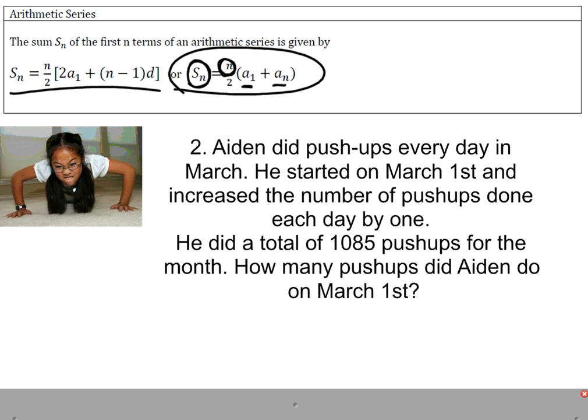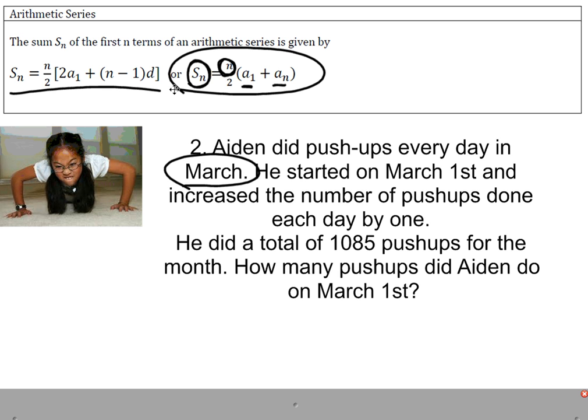Okay, so take a look. Aiden did push-ups every day in March. He started on March 1st and increased the number of push-ups done each day by 1. He did a total of 1,085 push-ups for the month. How many push-ups did Aiden do on March 1st? So where do we start? We're looking for the sum of March, so we're actually given the sum. We're trying to figure out how many push-ups Aiden did on March 1st.